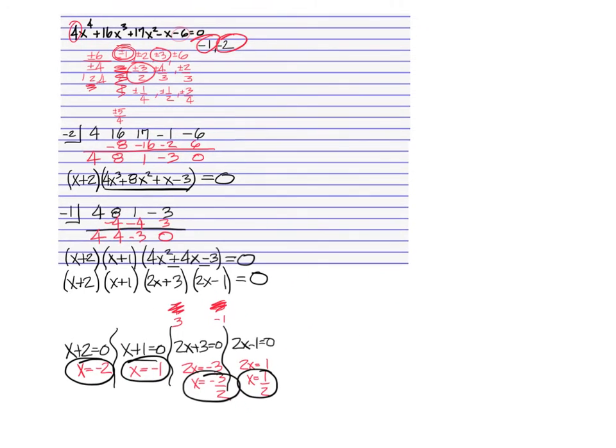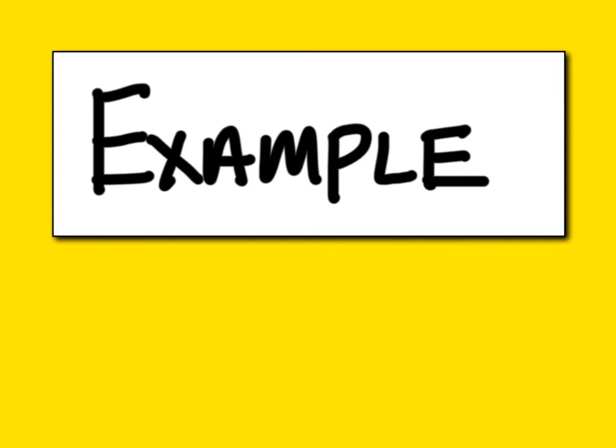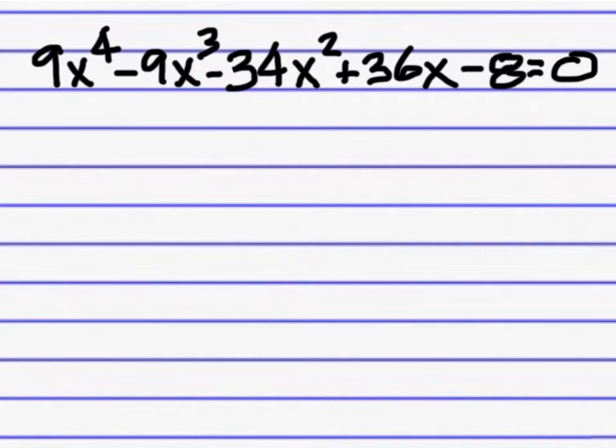So would that be our answer? 9x to the 4th minus 9x to the 3rd minus 34x squared plus 36x minus 8 equals 0. So we know that we have to start with this. We have to start with plus or minus 8 over plus or minus 9.